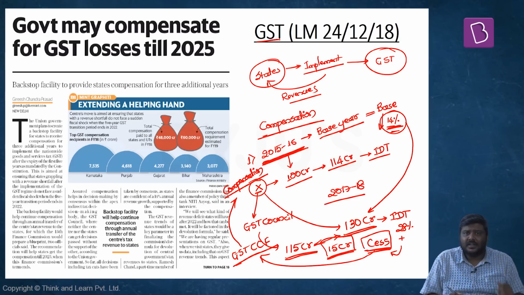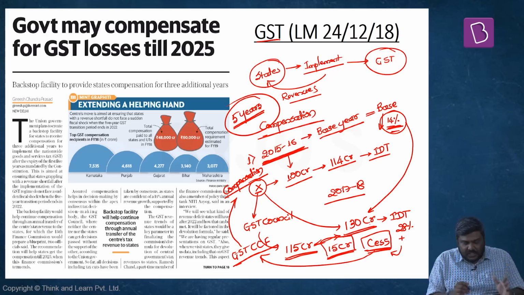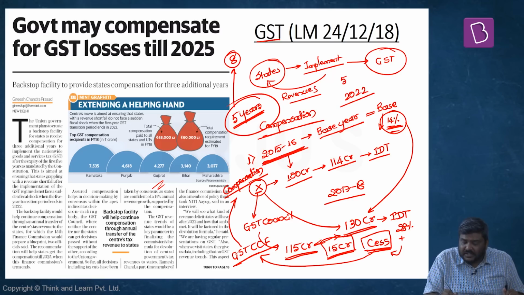Now, another point is, can this compensation be paid till perpetuity? No. The Government of India basically stated that for the first 5 years since the implementation of GST, the compensation will be paid. Now, this particular article says that the Government of India is thinking of expanding this period of 5 years to 8 years. That is, as per the present provision, the states will be compensated for any kind of revenue loss with implementation of GST till the year 2022. That is, first 5 years, and the GST was implemented in the year 2017. The 5-year time period will be till 2022.